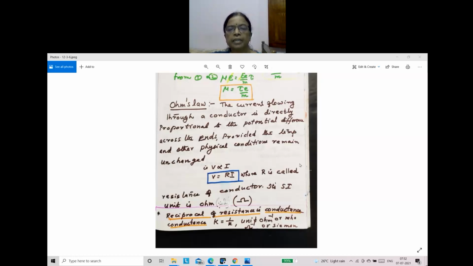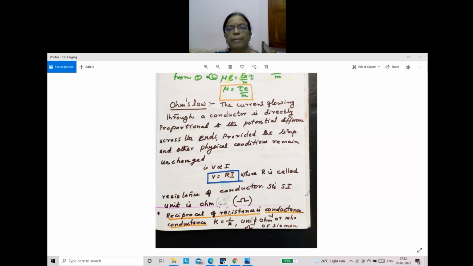Yesterday I told you resistance depends on different factors. Which are they? Material and dimension. Dimension means length and area. Resistance is directly proportional to length and inversely proportional to area. So R equal to rho L by A, that we have seen. Rho is the resistivity or specific resistance of the conductor.